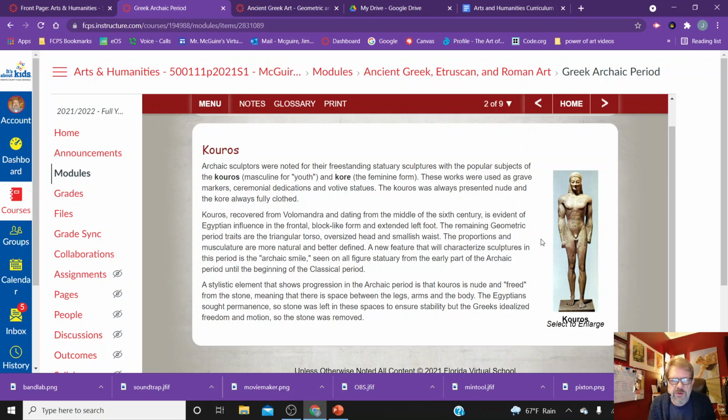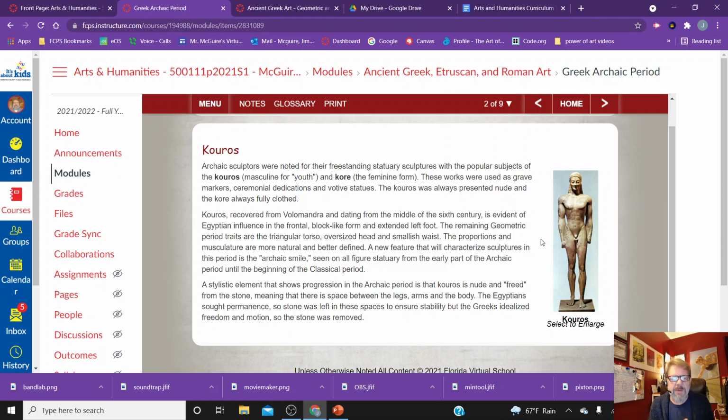Proportions of muscles are more natural and better defined. A new feature that would be characteristic of sculptures of this period is called the Archaic Smile. It's this kind of fake smile that you see on everything that sort of represents, I guess, the contentment, how content they all were to be human. And from the early part of the Archaic period to the beginning of the Classical period, we'll see that.